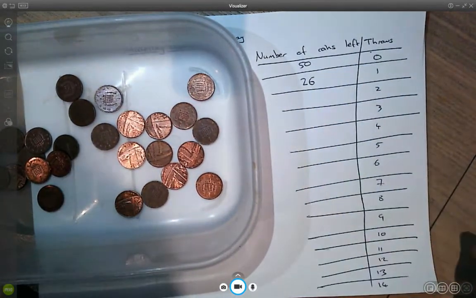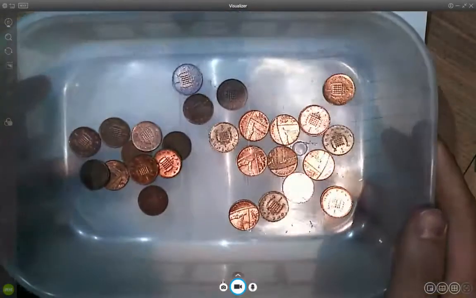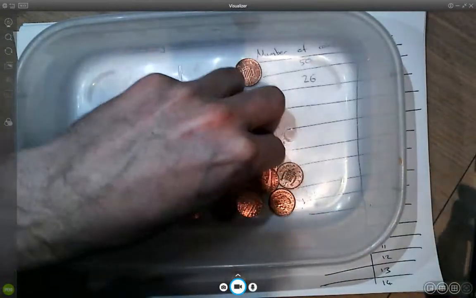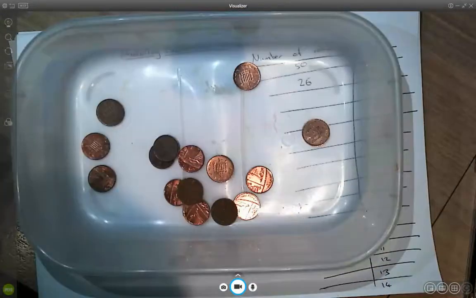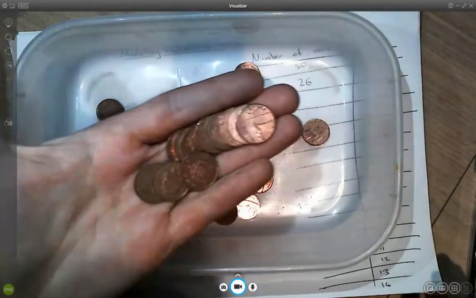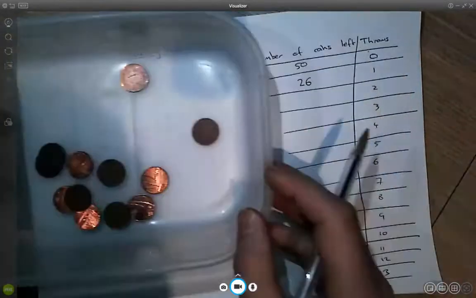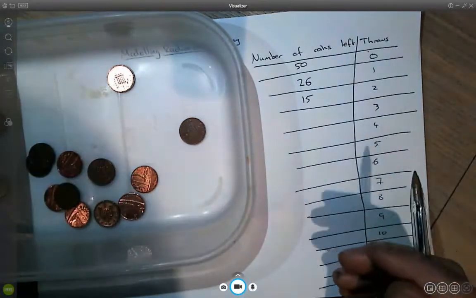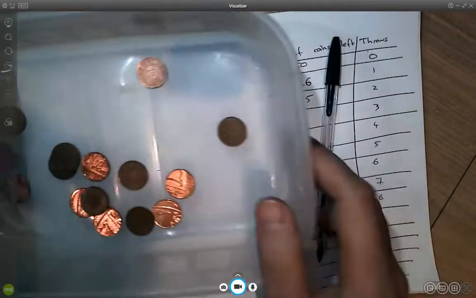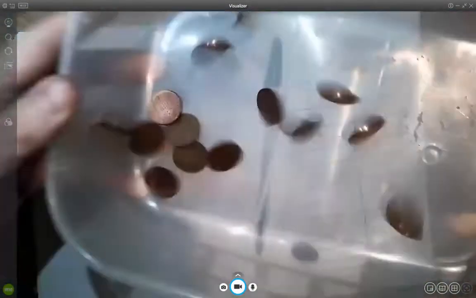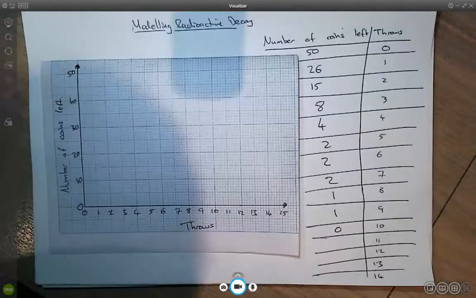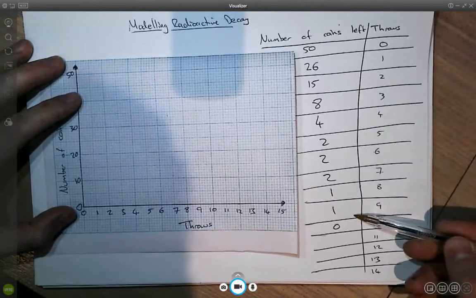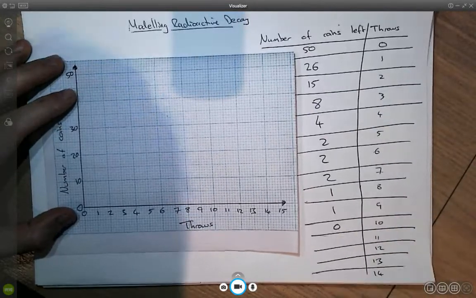Let's flip them again and remove the heads for the second throw. This time I removed 11 heads, which means I've got 15 left. So again, you can see it's roughly half, but it's not quite half because it's random. Let's carry on until we get to 0. As you can see, I completed the experiment and I got down to 0 coins at 10 throws.